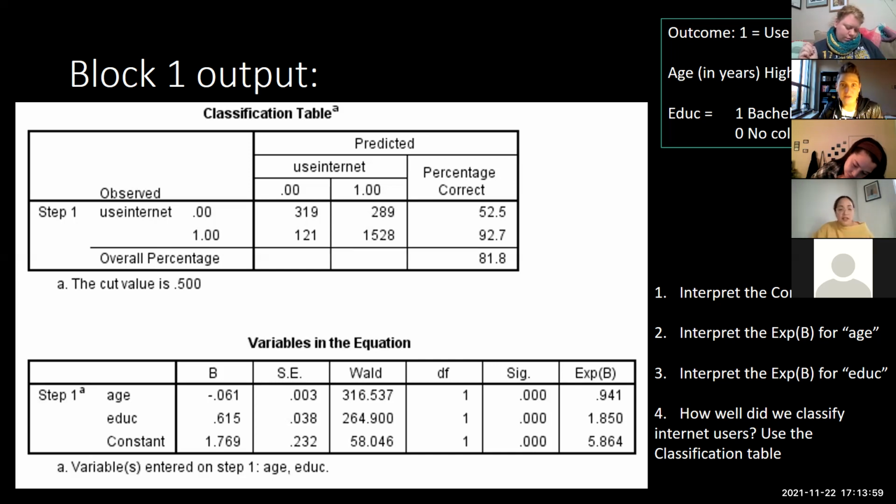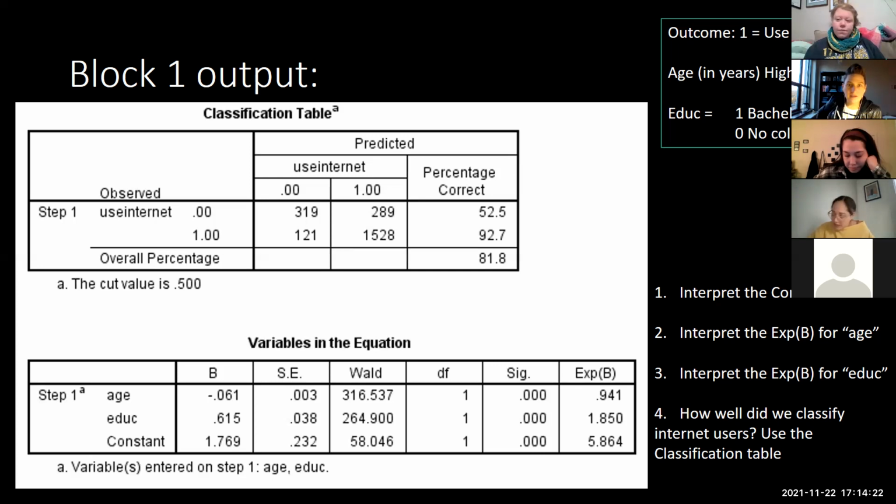So we're talking about anytime you have the constant, the probability of a 1 over the probability of a 0, or the odds of a 1 over the odds of a 0, that's the 5.8 exponent b's, the odds ratio, for people who are a 0 on all of your predictors.